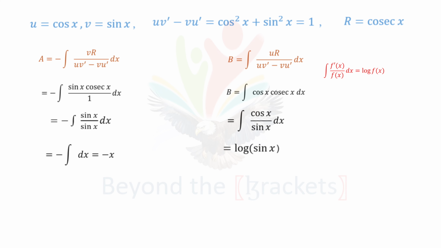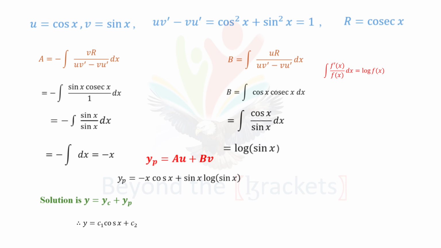Particular integral is given by yp is equal to a into u plus b into v, where the value of a we have got is minus x, u is cos x, b is log of sin x and v is sin x. Solution is given by y is equal to yc plus yp. Substitute both the values and that will be the solution for this question.